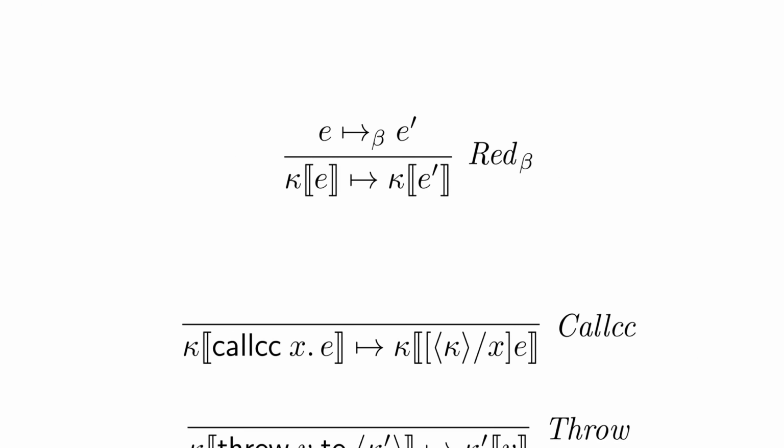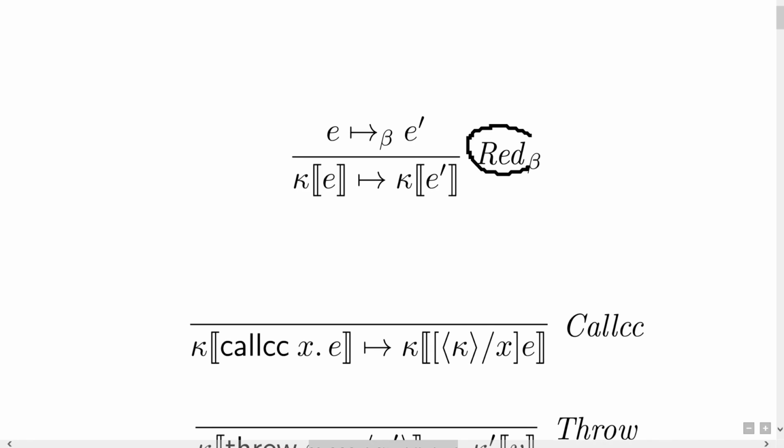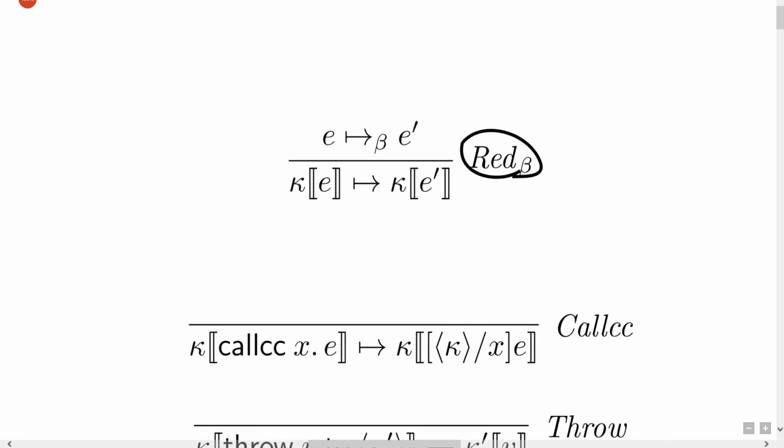So back in programming language course, we learned this beta reduction rule. And this beta reduction rule exploits this evaluation context. So for any given expression E, we can decompose this expression into a unique evaluation context kappa and the next expression to be reduced with the beta reduction.